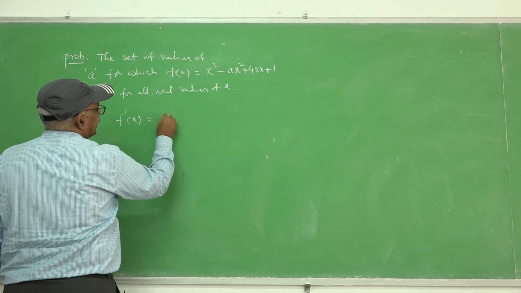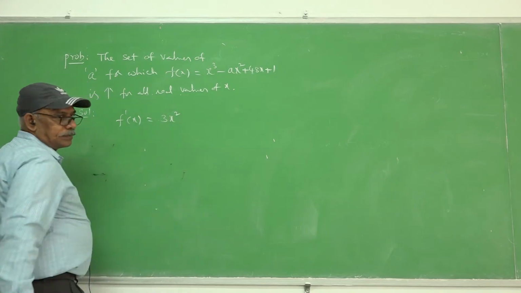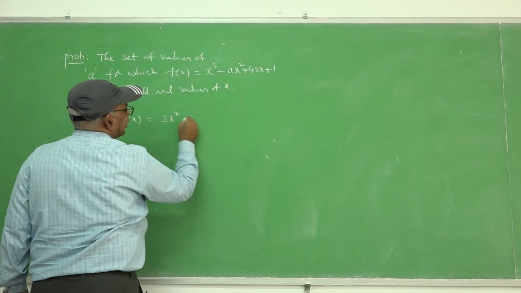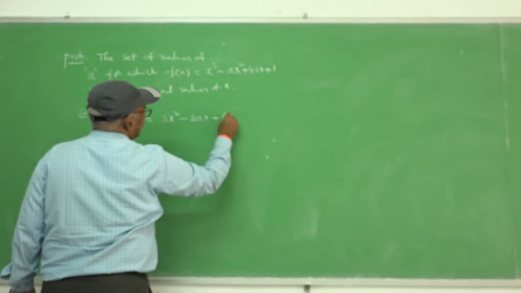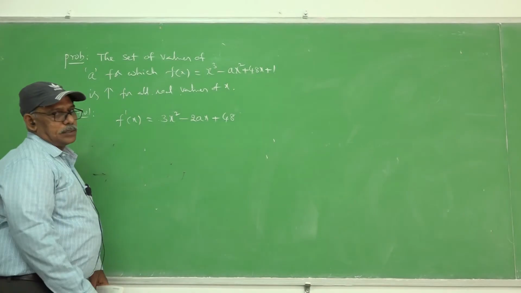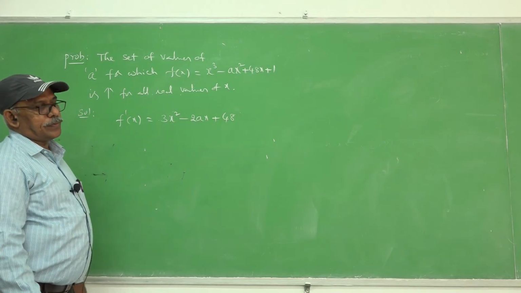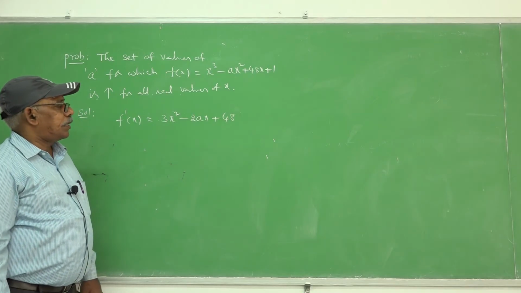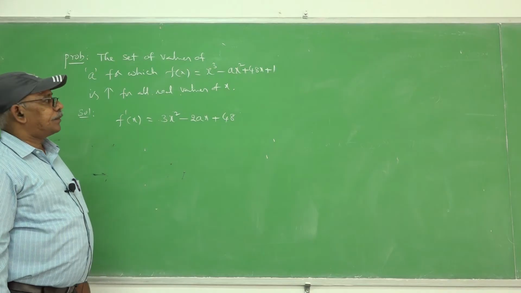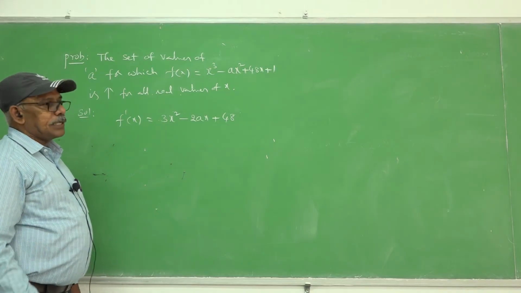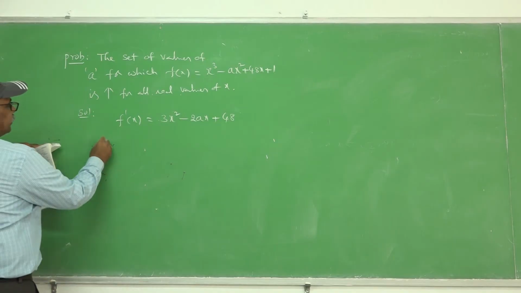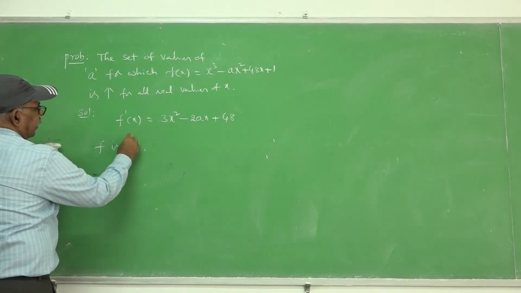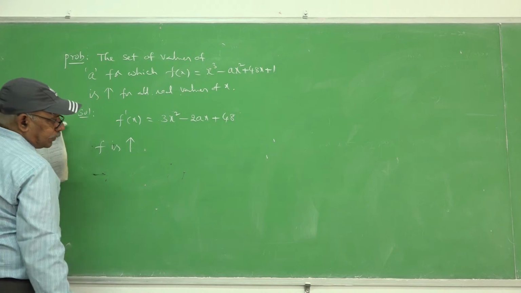Derivative of x cube is 3x square. Derivative of x square is 2x, hence minus 2ax. Derivative of 48x is 48. This is the first derivative, a second degree function: 3x square minus 2ax plus 48. The function is increasing. F is increasing.